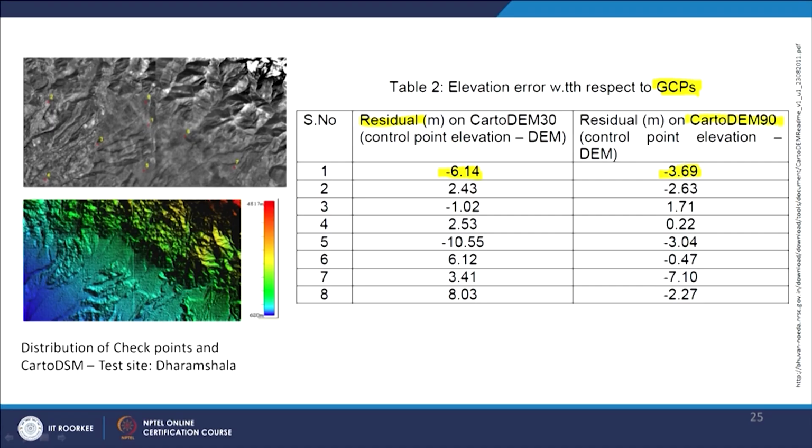This is Cartosat DEM at 30 meter, and this is at 90 meter. What you can find is that at 30 meter, at some different locations, the error is much bigger than at 90 meter. Similarly, also at another location. So generally, as you go to higher and higher spatial resolution, the error may become larger. It depends on the terrain basically and the technique employed to generate a digital elevation model.